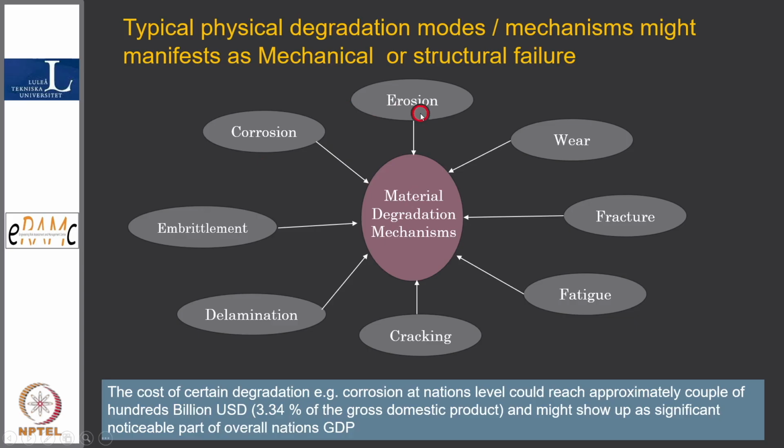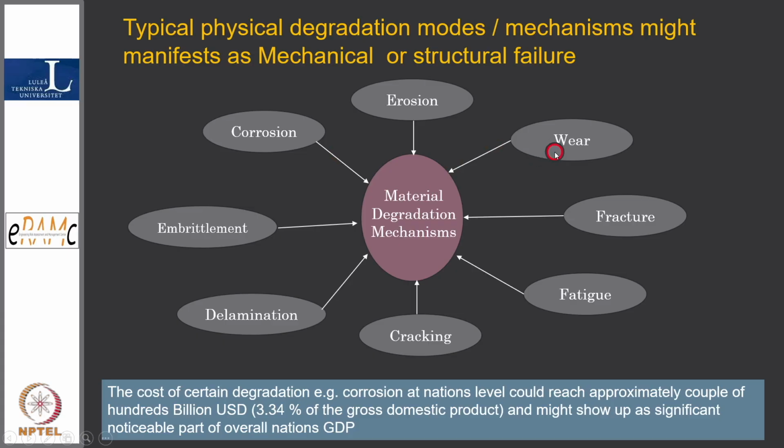Similarly, erosion is basically applicable for passive components mostly, and this is basically for relatively moving parts in a machine. So erosion limits the life of the component, corrosion limits the life of the component, and then we have a wear phenomenon.